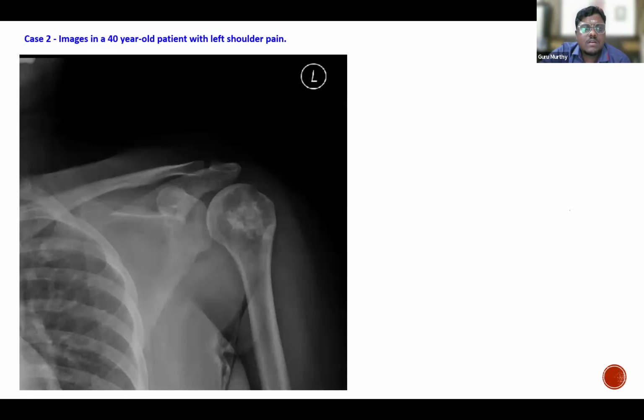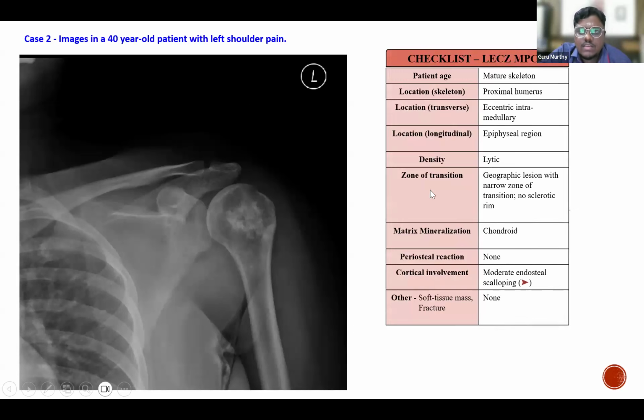So, next case: a 40-year-old male patient with left shoulder pain. Now we are dealing with an age group above 30, so most of the lesions, as I said, will usually be aggressive. Let's go through the checklist. The physis is fused, so we are dealing with a mature skeleton. It is located in the proximal humerus. It is both a central and eccentric intramedullary lesion, predominantly in the epiphyseal subarticular location, and it is a lytic lesion.